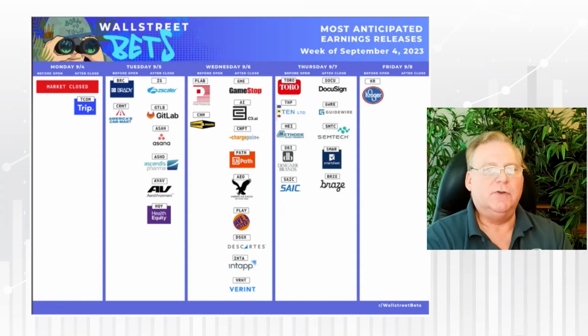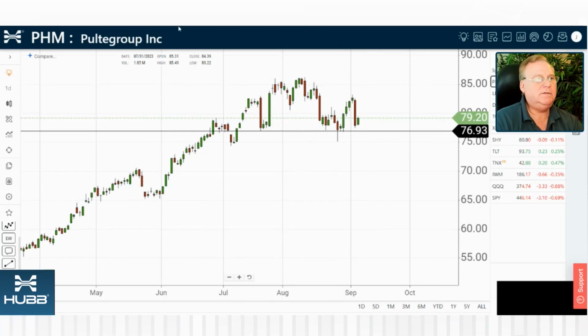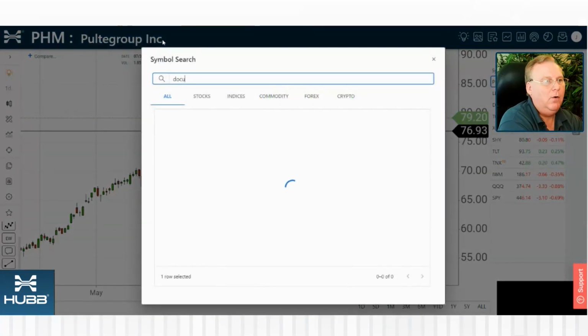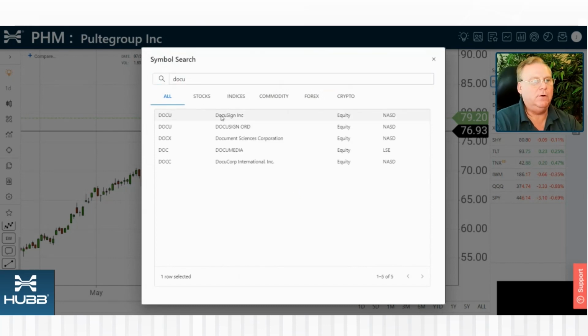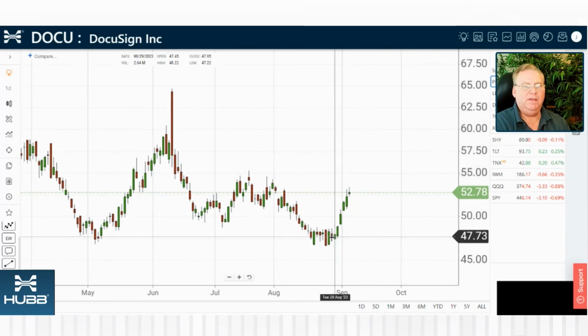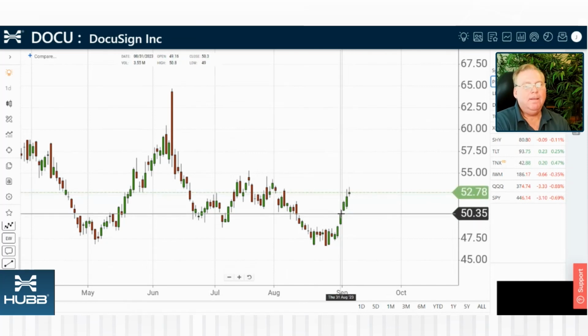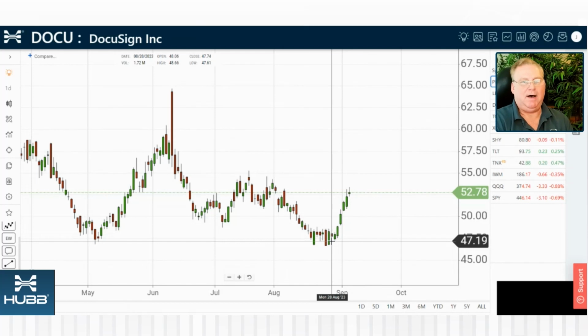All right, so let me pull up the chart here on DocuSign and just give you an idea of what we're looking at. The stock has already made a move. We had a little bit of consolidation down here a few days ago. That may have been the ideal place to enter, but the fact that we have this little bitty candle today, I'm thinking that we might get a pop on DocuSign after the earnings event tomorrow.